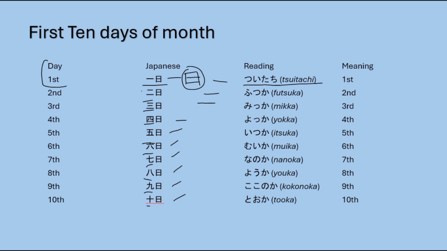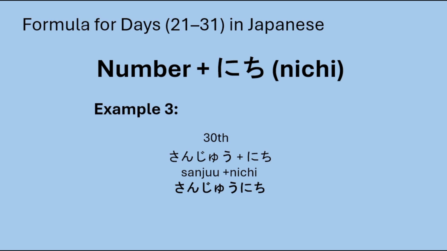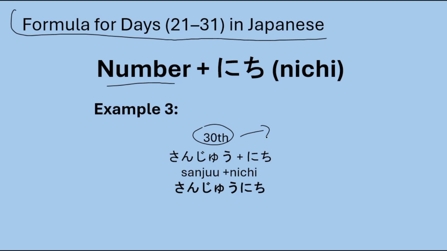Now, what about the days from 21 to 31? How do we say them in Japanese? This is the formula we are going to follow to say the remaining days of the Japanese month. First we use the number we need. For example, I have given the example of 30. First we use 30, which is Sanju, and to represent day we write Nichi, Sanju Nichi, and this is called 30 in Japanese.